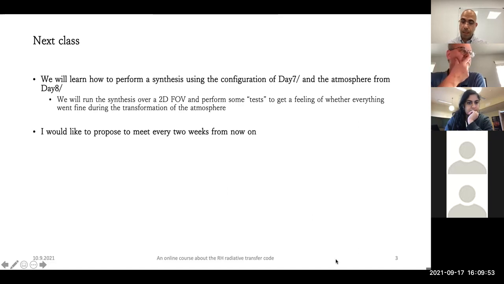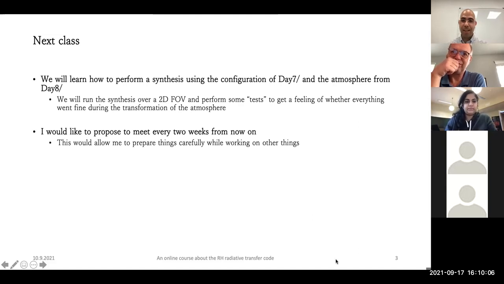Then the next class. For this reason, I've been saying several times next week, but then I changed to next class. I want to propose to have the meetings every 2 weeks. The reason is that I have a lot of things to do these days after summer. I want to prepare things carefully, because as I said at the beginning, RH is much more powerful, but it's also a bit more complicated. So things need more double checking from my side. So I want to do it carefully. So every 2 weeks, I think, is a good period.